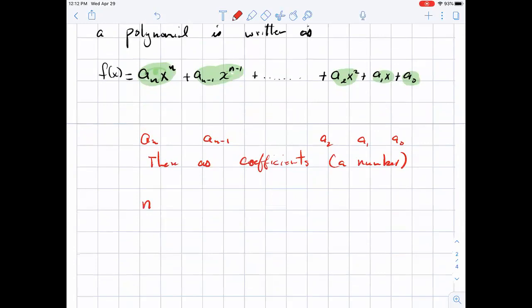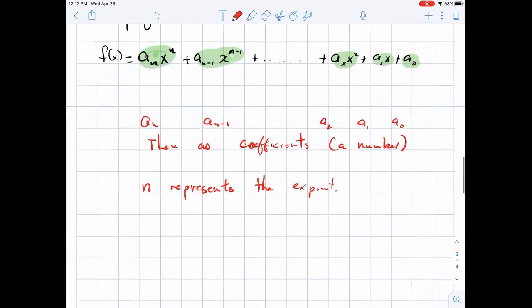N represents the exponent. So you will notice here, if n is equal to 5, what will be the value of n minus 1? That will be 4. Do you follow? Can you guys hear me? Class? Yes. All right.